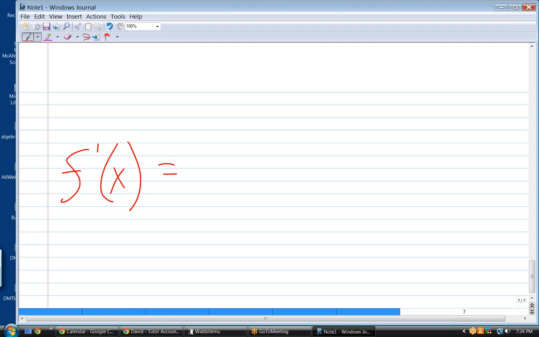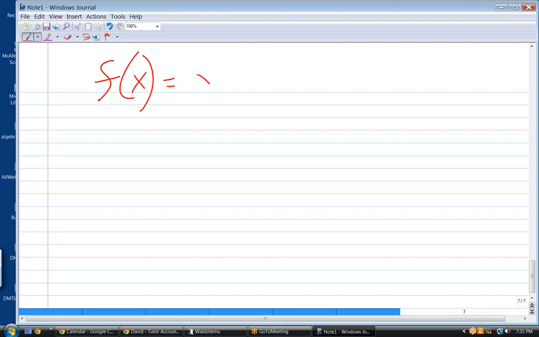Find the equation of the tangent line at a given point. This is almost the quintessential differential calculus problem, finding the equation of the tangent line at a point. Okay, our function is this, and our point is this. So, how are we going to find the equation of the tangent line?